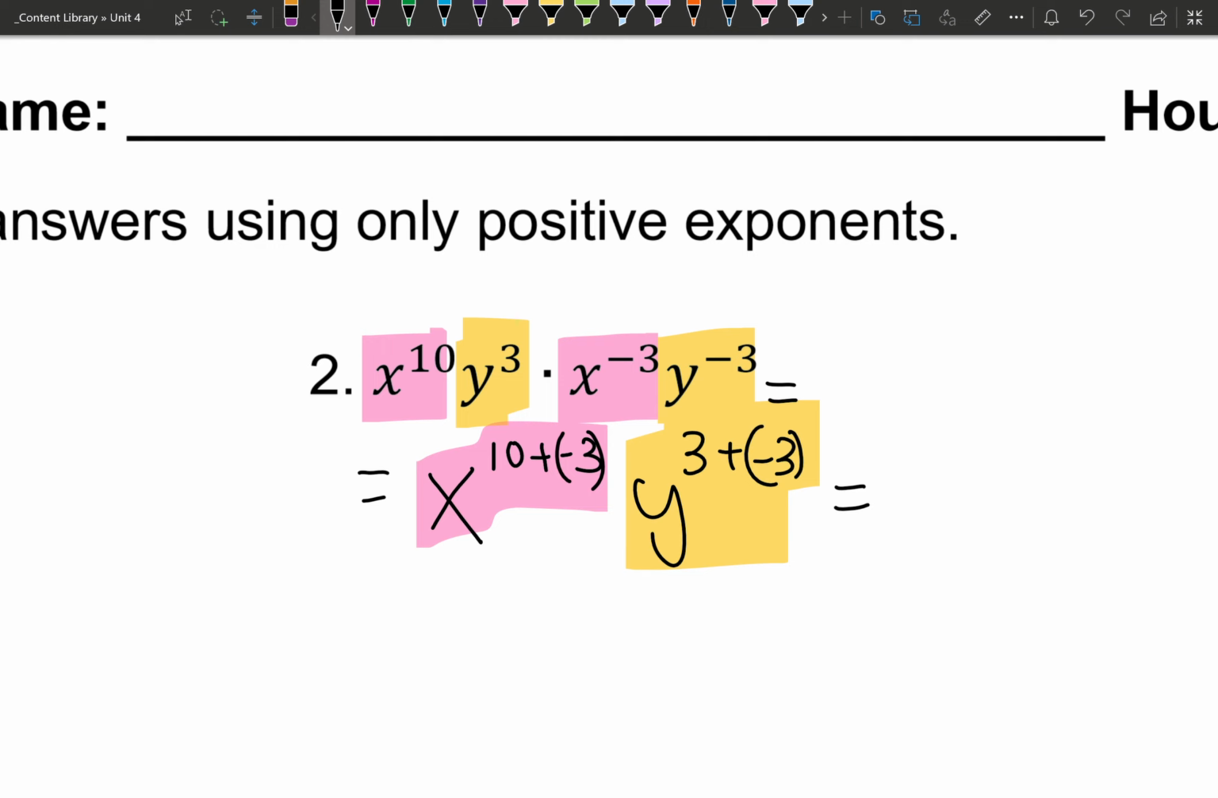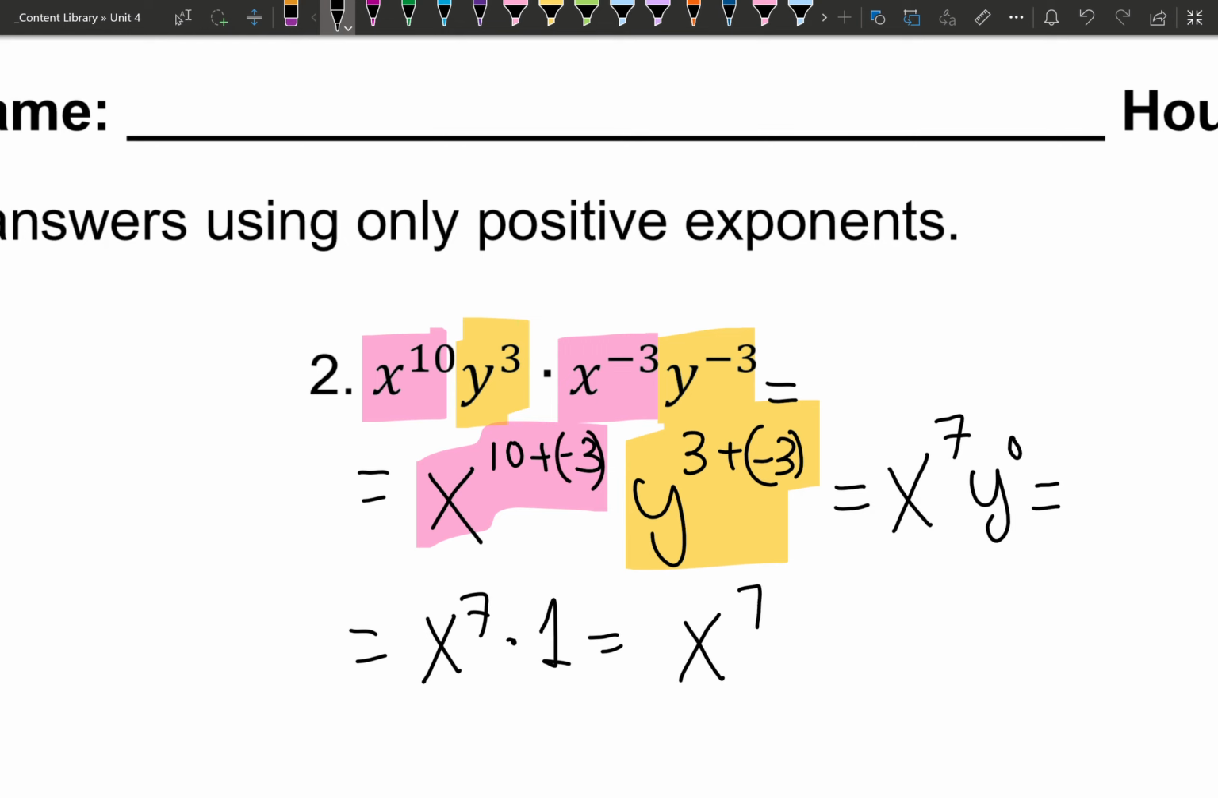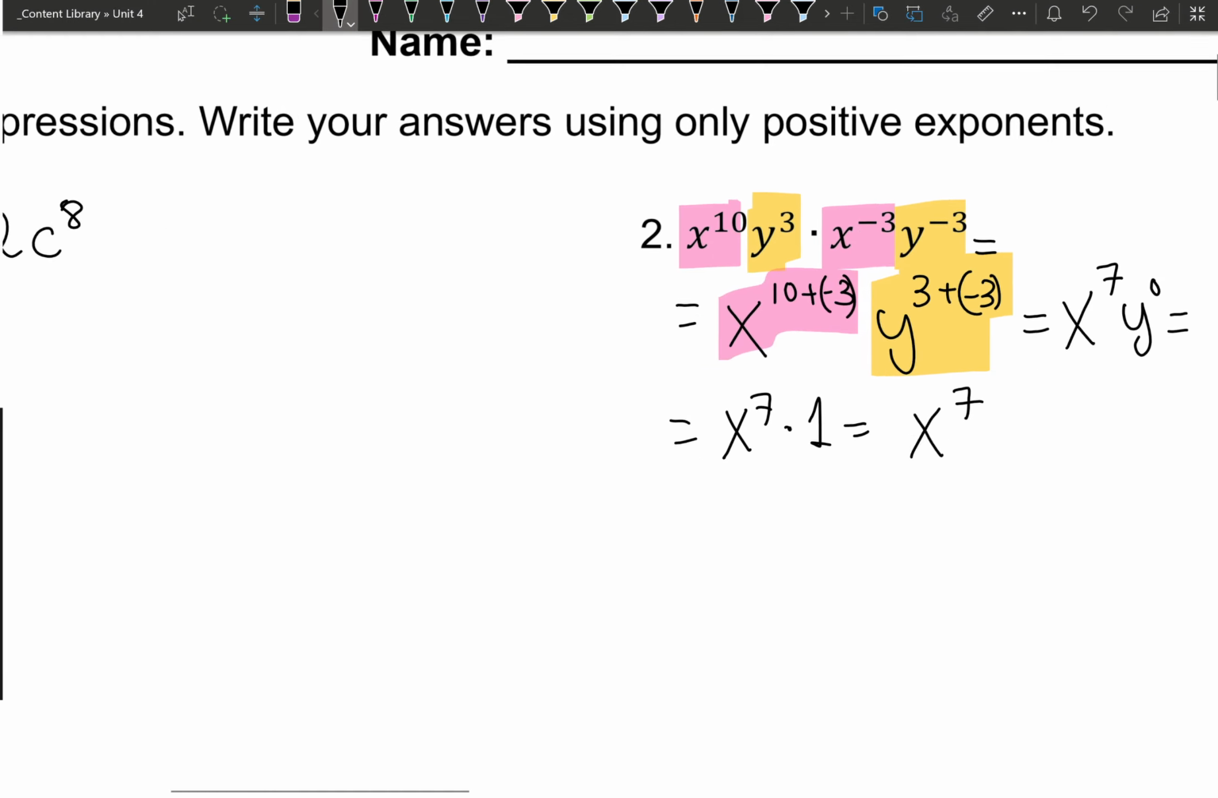All right, let's add. 10 plus negative 3 is 7. And 3 plus negative 3 is 0. Well, y to the 0 is 1. And, well, anything times 1 is itself. Fantastic.